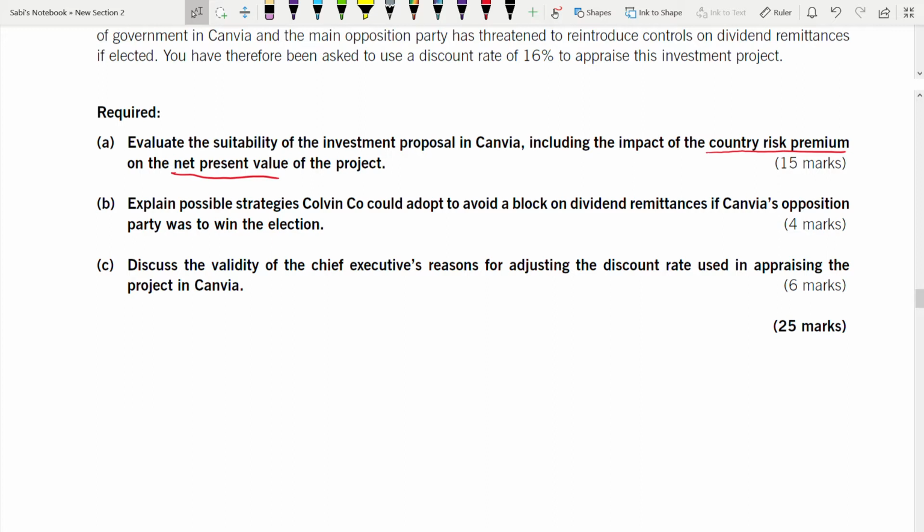Coming to part C. Discuss the validity of the chief executive's reasons for adjusting the discount rate used in appraising the project in Canavia. What could be the chief executive's reasons for adjusting the discount rate? Whenever this type of question is here, discuss the validity of some person, in this case the chief executive, mostly it is the senior people, chief executive officer or chief financial officer, like that. You have to validate their point.